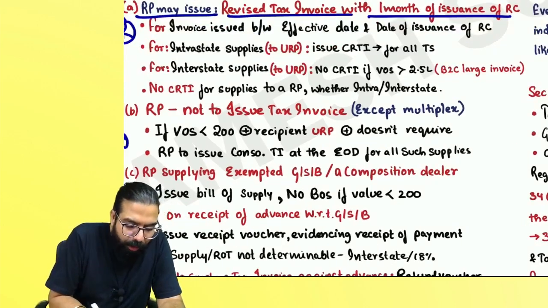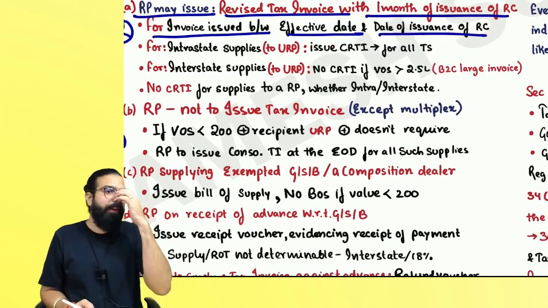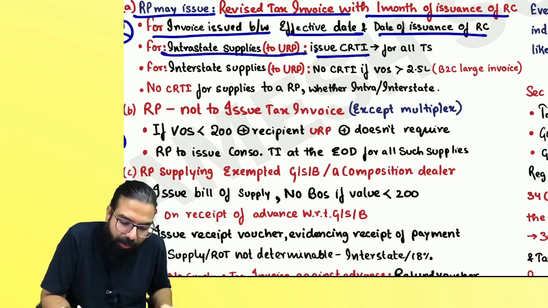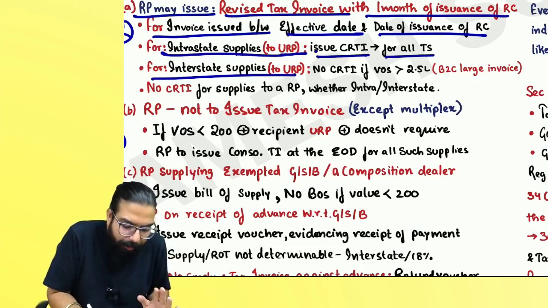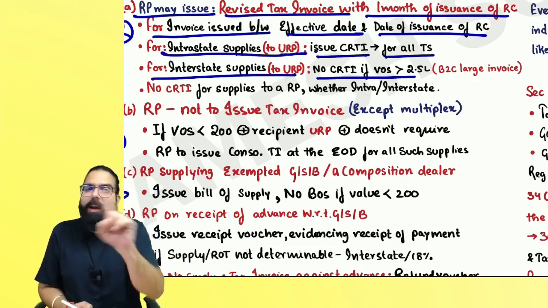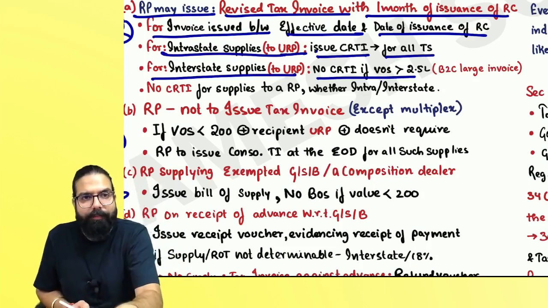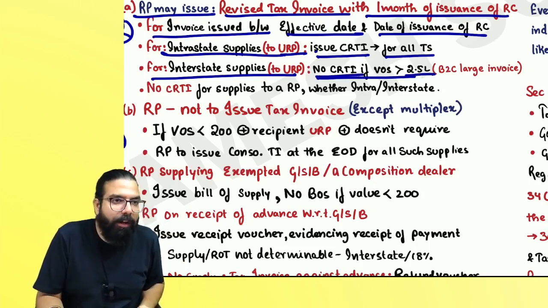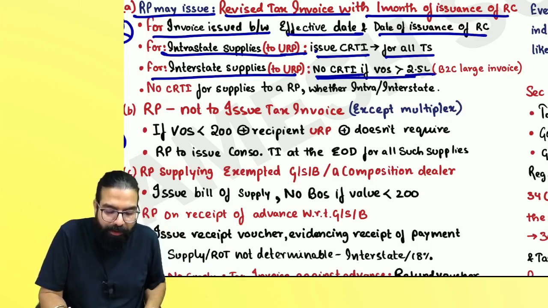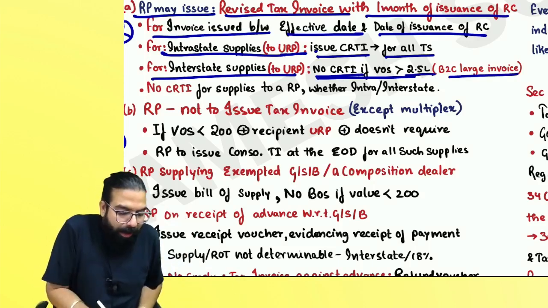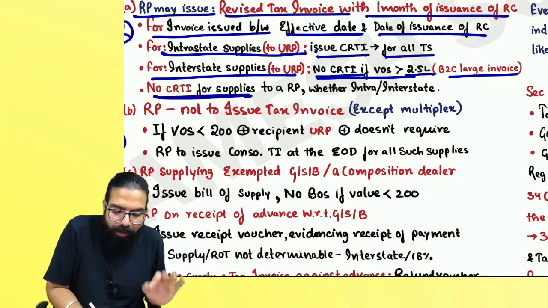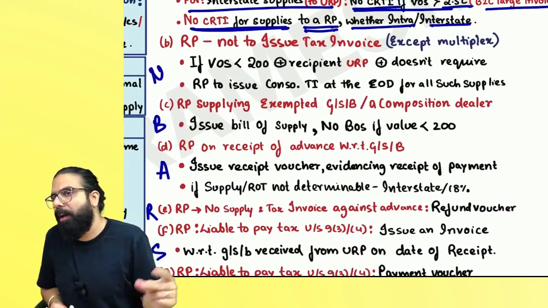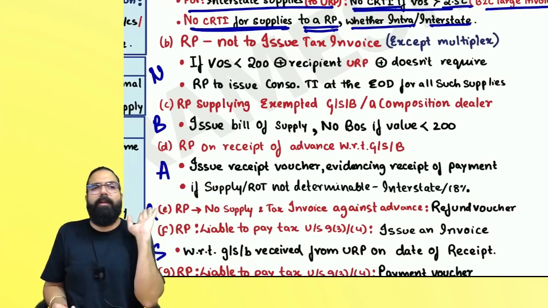So it says, for invoices issued between the effective date and the date of issuance of registration certificate, for intrastate supply to an unregistered person, issue a consolidated revised tax invoice for all the taxable supply. For interstate supply to an unregistered person, you can issue a consolidated revised tax invoice state-wise. But when the value is more than 2.5 lakh, there cannot be a consolidated revised tax invoice for that particular supply because it's a B2C large invoice. And no consolidated revised tax invoice for supplies to a registered person, whether intra or inter. Whenever you are supplying to a registered person, intra or inter, you have to give individual separate invoices.